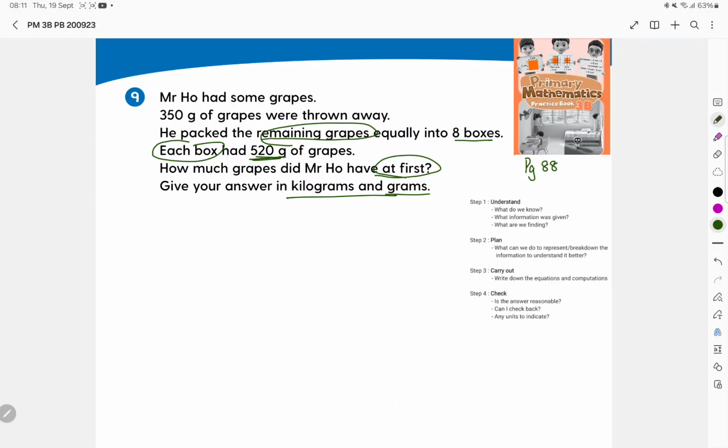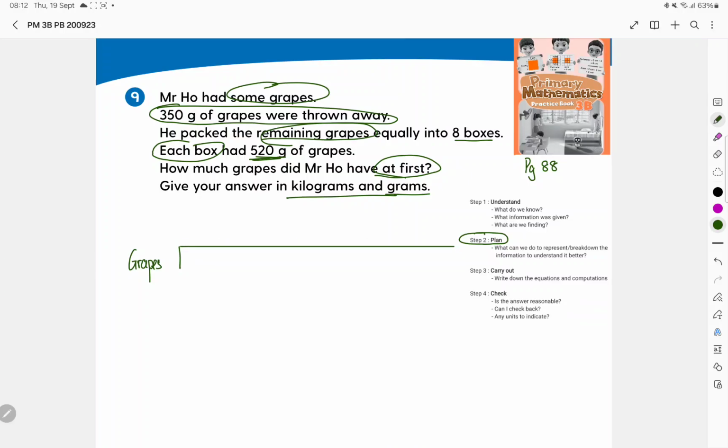So there's plenty of information that was given. What we are finding is how much Mr. Ho had at first. Okay, now we go to the next step. We have to plan how to represent the question to understand it better. First, we want to show he has some grapes. I would draw a very long model, because he's doing a lot of things with the grapes, representing all the grapes.